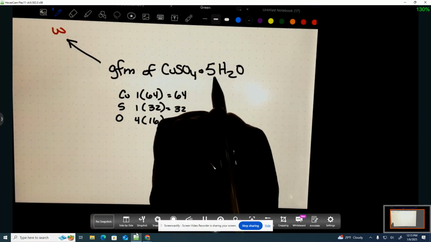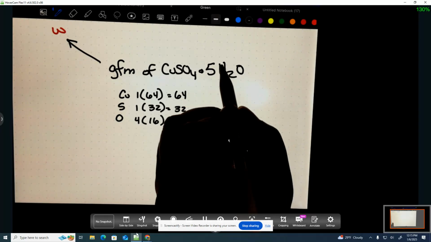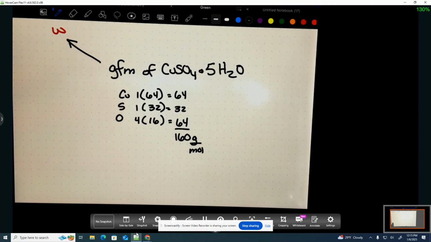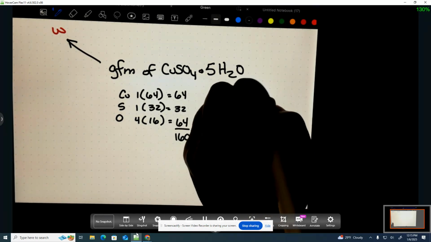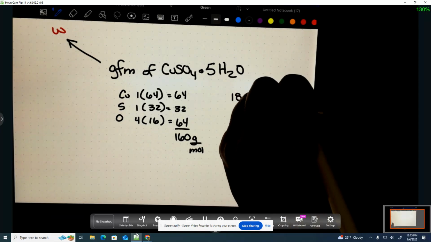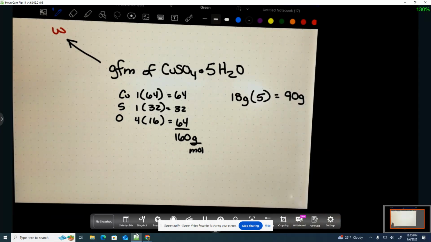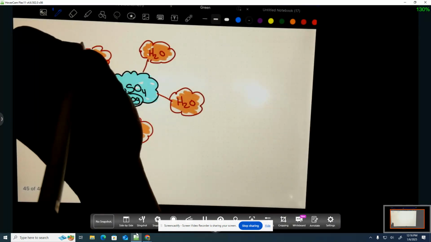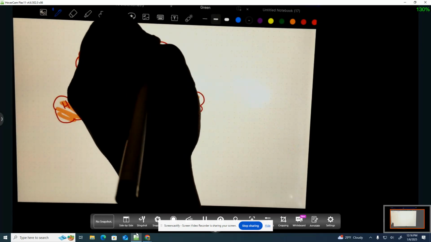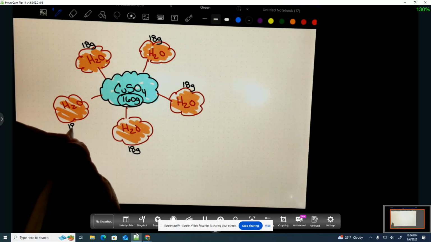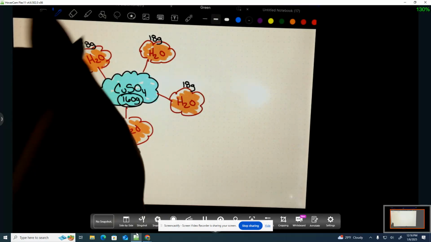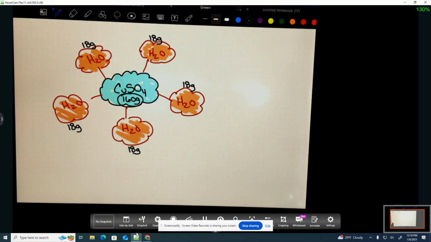Now, let's find the gram formula mass of 5 groups of H2O. What does H2O weigh without me writing it all out? 18, and I have 5 of them, so that's going to give me 90 grams. You with me? Okay. That means each one of these is 18 grams, and I had 5 of them, so all 5 of them weigh 90 grams.